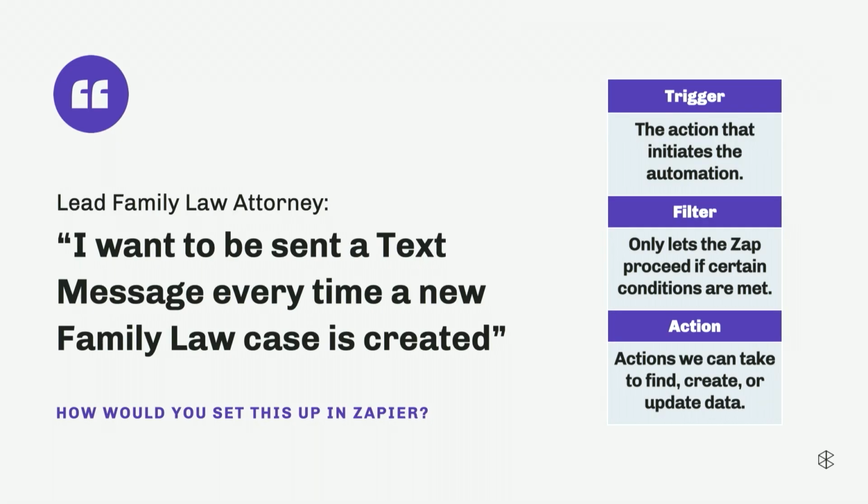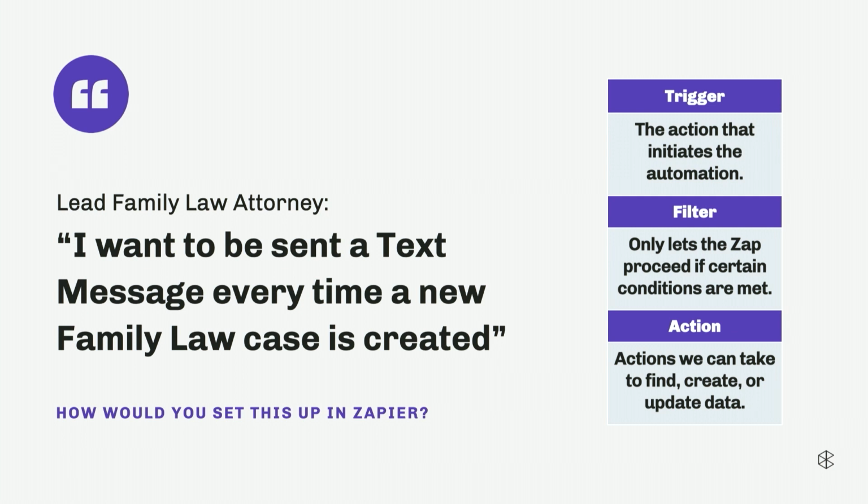Let's say I want to receive a text message every time a new family law case is created, or probably the attorney you're working for or with is asking you to set something like this up. So let's walk through the logic of this. It might be pretty simple, but I want to really get the logic down. So how do you think you would parse this? How do you think you would set up this example in Zapier? We're going to take it one step at a time.